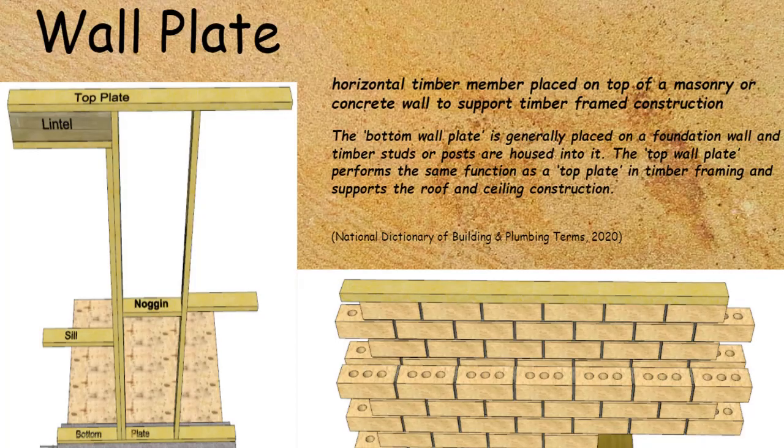So the timber wall plate, when used in masonry construction, is a horizontal timber member that is placed on top of a masonry or a concrete wall to support timber frame construction above that.